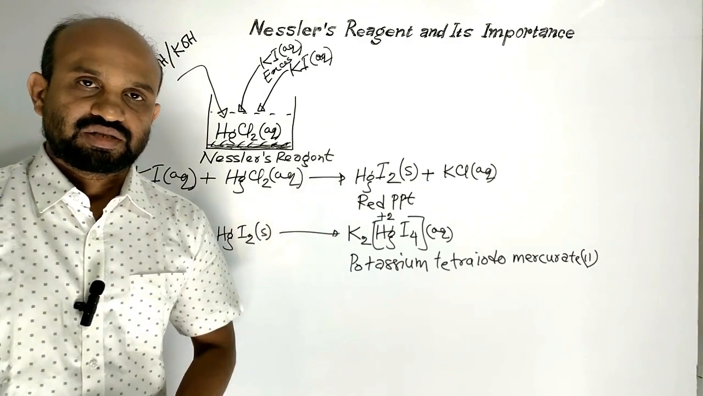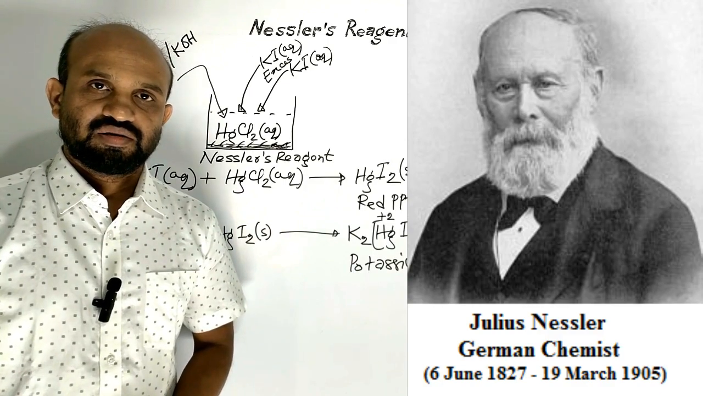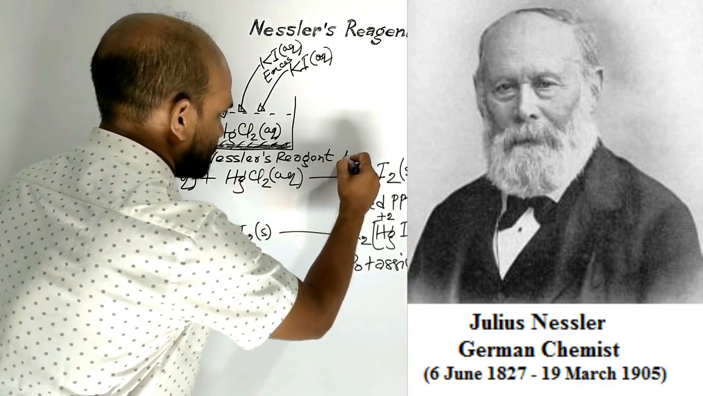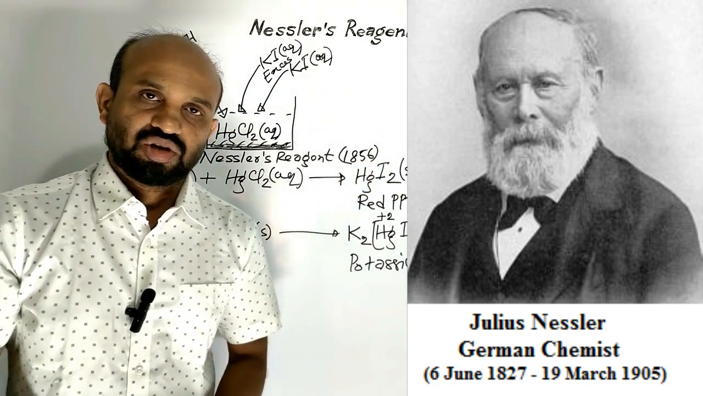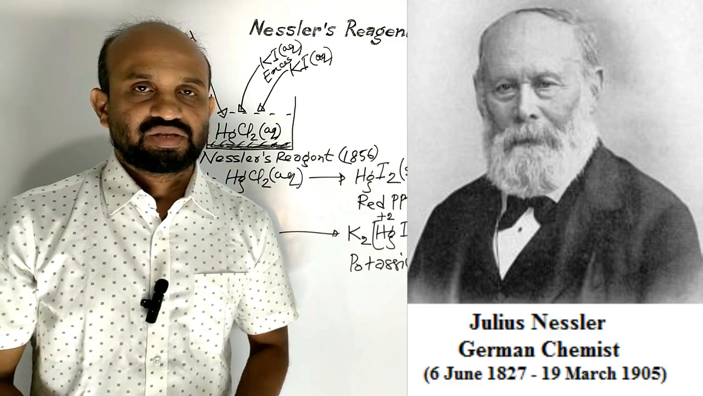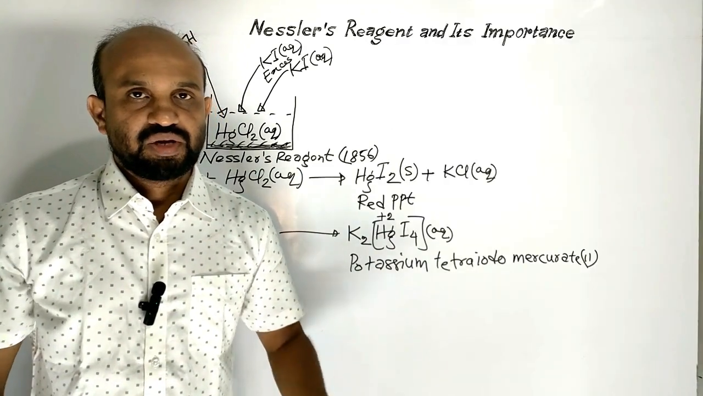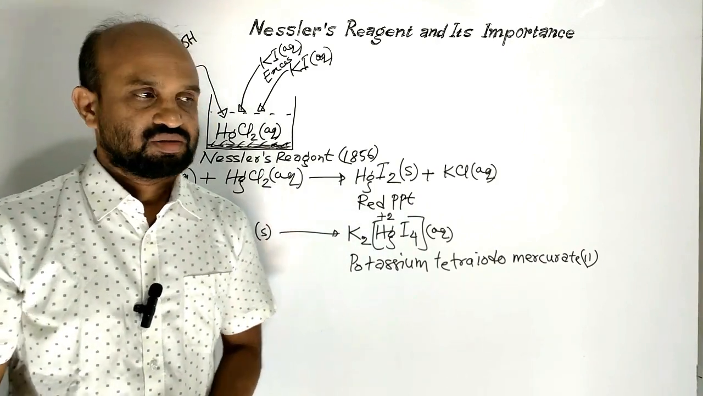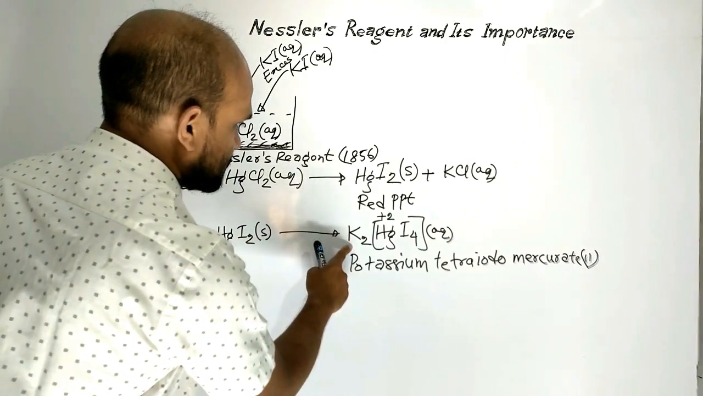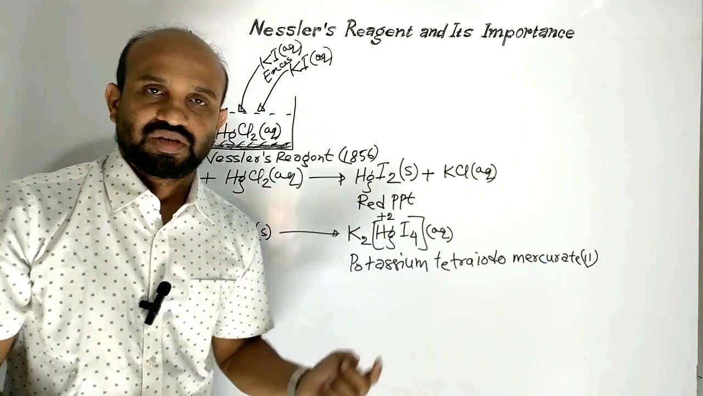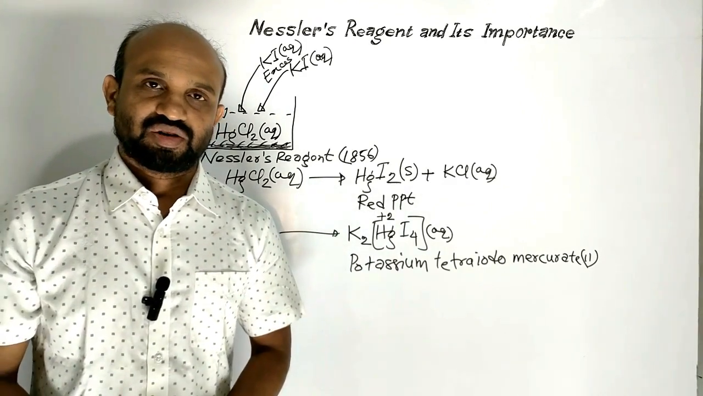This is called Nessler's reagent after German chemist Julius Nessler in the year 1856. So, this solution is named after German chemist Julius Nessler in the year 1856. Simply, Nessler's reagent is defined as a basic solution of potassium tetraiodomercurate 2. Now let us see the importance of Nessler's reagent.